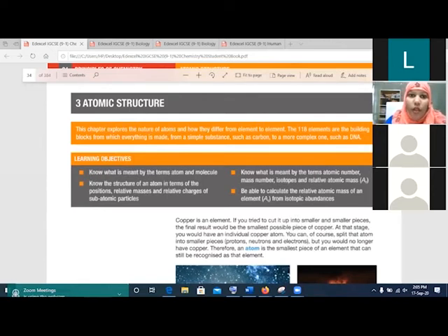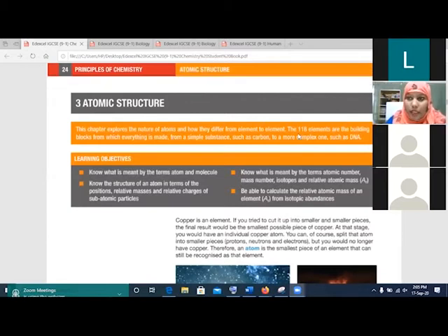But before we know what an atom is, we would like to know what an element is. Now, an element is a substance which cannot be broken down into anything simpler by chemical reaction or chemical methods. So carbon is an element, oxygen is an element, sodium is an element. These substances cannot be broken down into anything simpler with the help of chemical reactions.